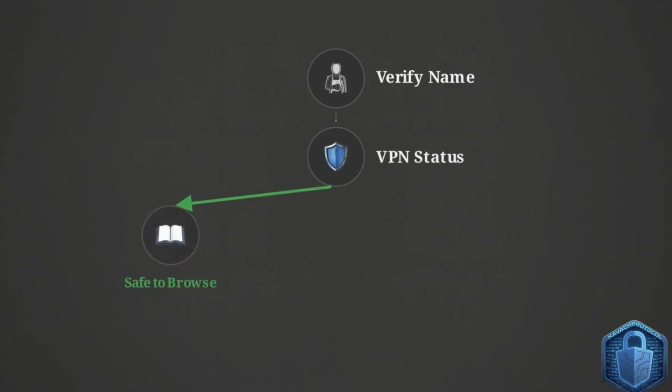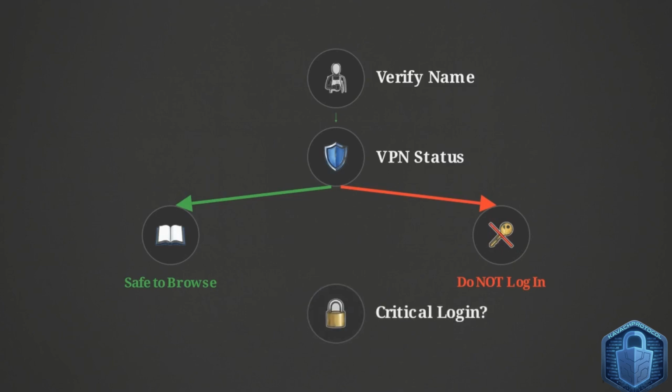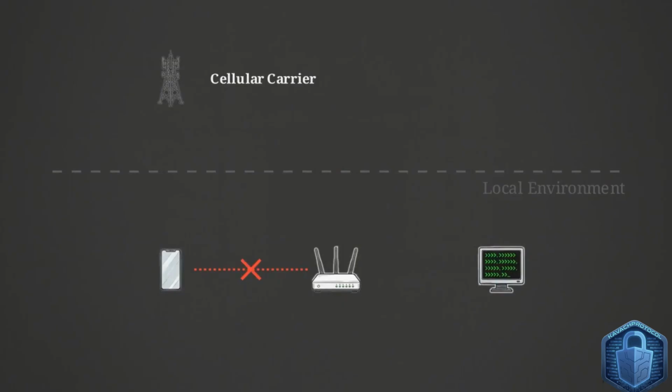If your VPN is off, restrict yourself to reading public content. Do not log in to any accounts. Step 3. Do you need to log into a bank, an email, or enter a critical password? If the answer is yes, switch your Wi-Fi off. Use your cellular 4G or 5G data to complete the task. Cellular data travels over entirely different infrastructure and cannot be intercepted by someone sitting across the room.